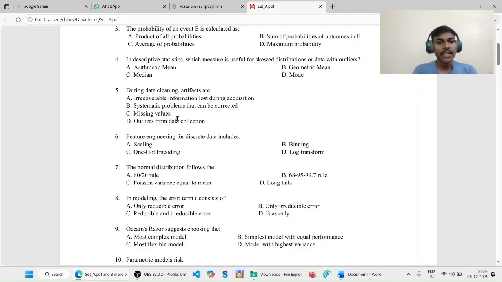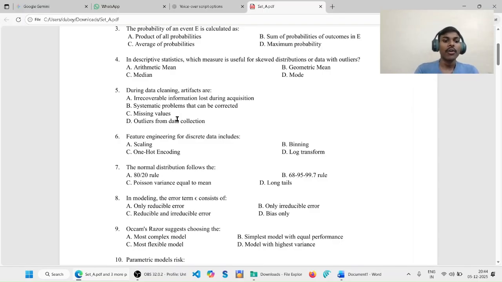Question 6. Feature engineering for discrete data includes scaling, binning, one-hot encoding, or block transform. The correct option is option C, one hot encoding. One hot encoding converts categories into binary columns for model compatibility. It also prevents false numeric orderings and treats each category equally, thus avoiding bias. This is essential for algorithms that require numerical inputs.